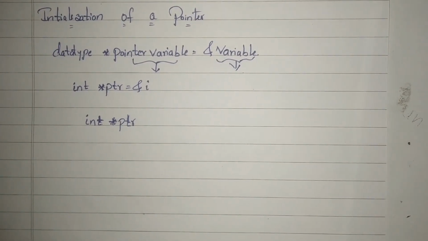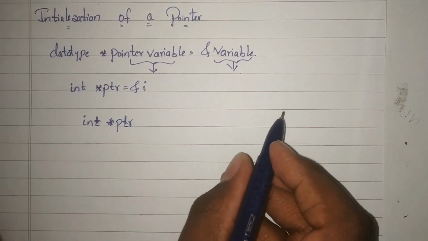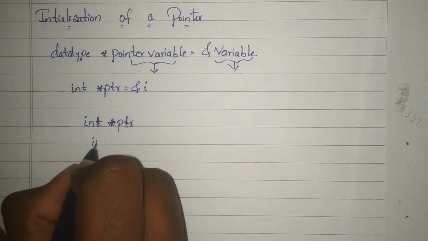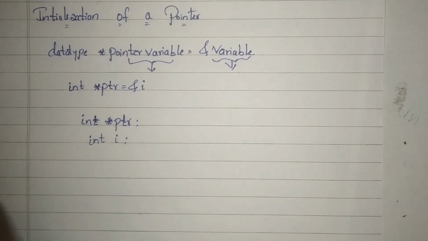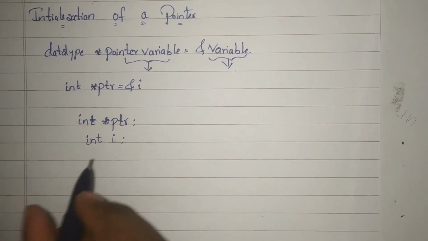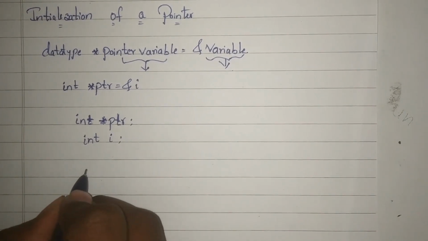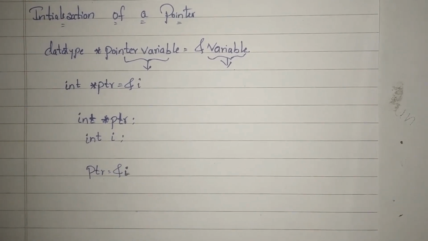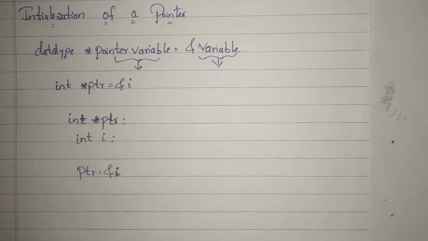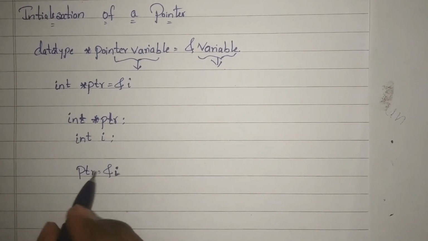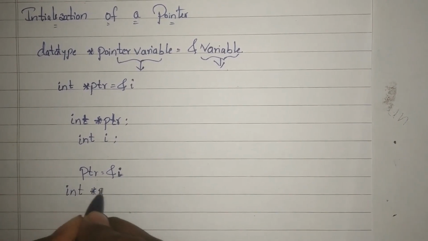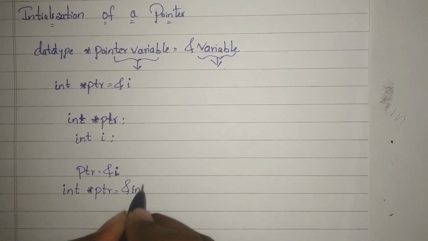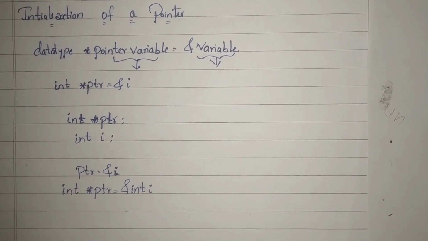Then we need to declare a variable whose memory address we need to find. Next we need one variable, so let me declare int I as a variable. And now let me initialize the pointer, that is ptr is equals to ampersand of I. This is how exactly we can explicitly declare and initialize a pointer. Or else we can declare directly a pointer like int star ptr is equal to ampersand of int I.